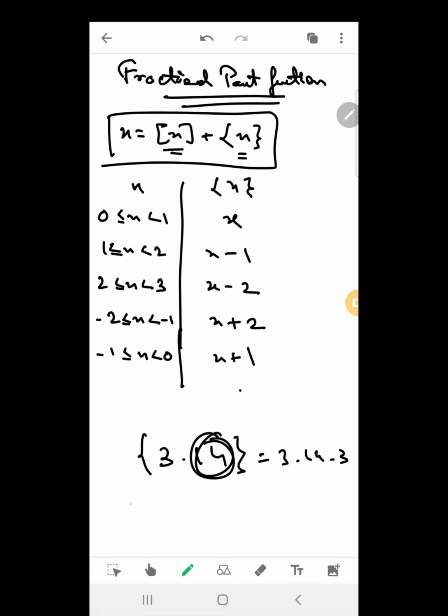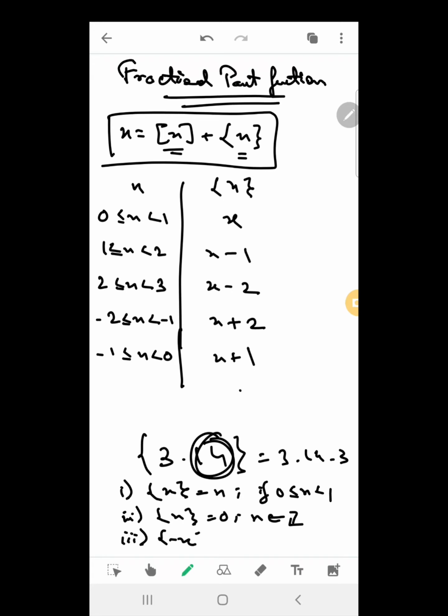You have some very easy properties. The first one is that the fractional part of x equals x if x lies in this range. Second, the fractional part of x equals 0 if x belongs to integers. And third, the fractional part of minus x is equal to 1 minus the fractional part of x if x does not belong to integers. Clear? Got it?